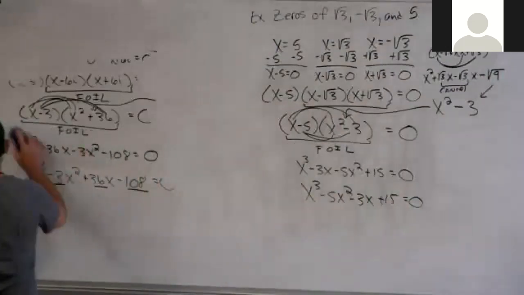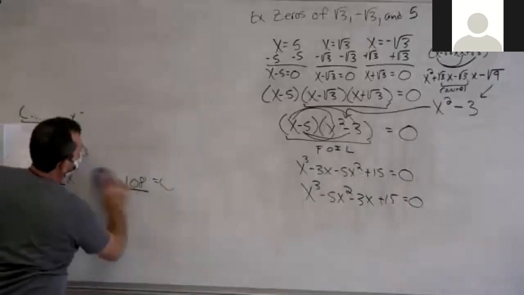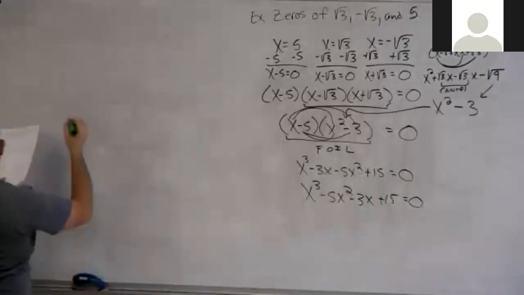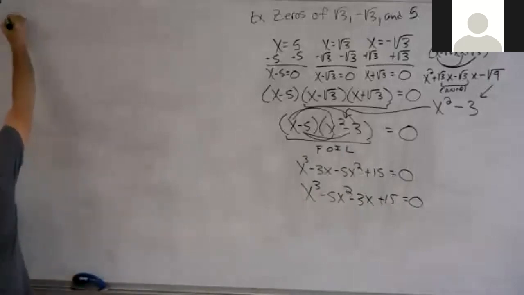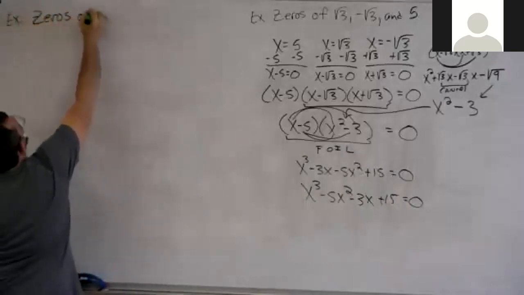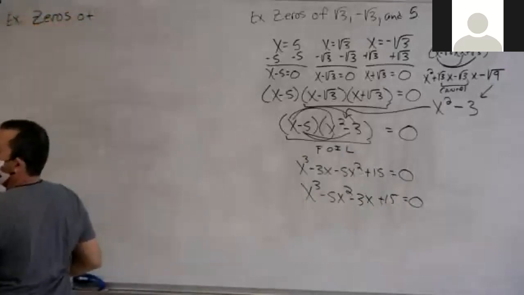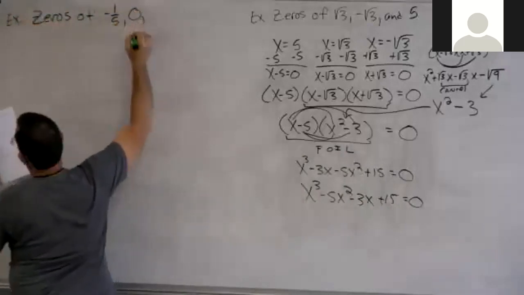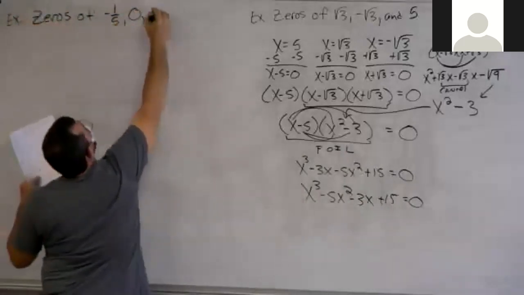All right, so I'm gonna do this next. I'm gonna show you all tricks I do with this. Because it had fractions, so zeros of -1/5, 0, and a 4.